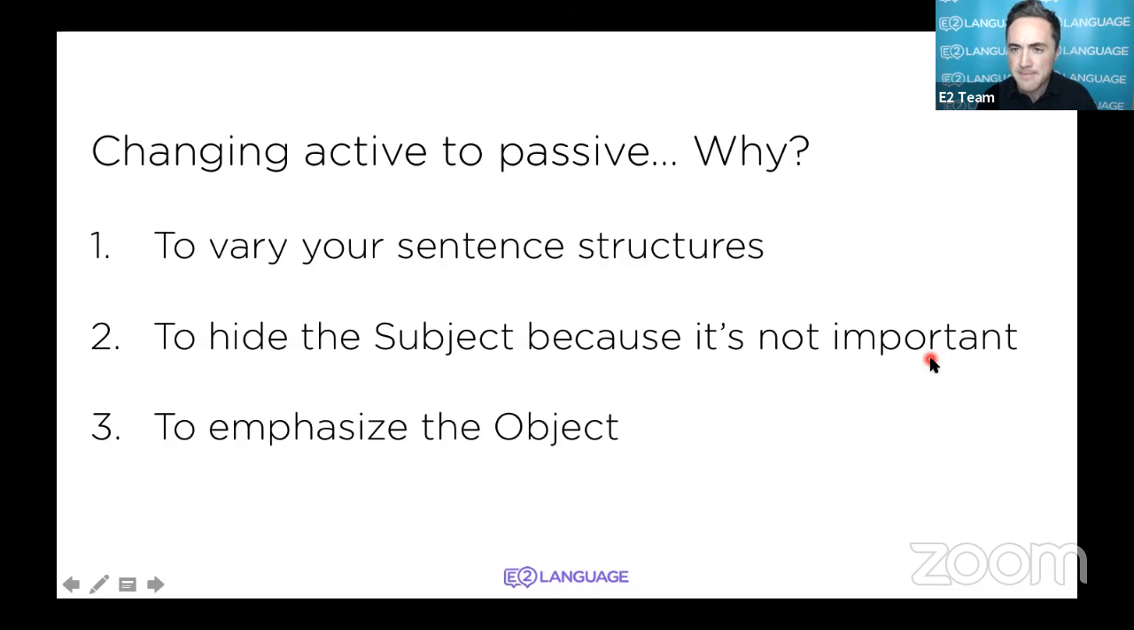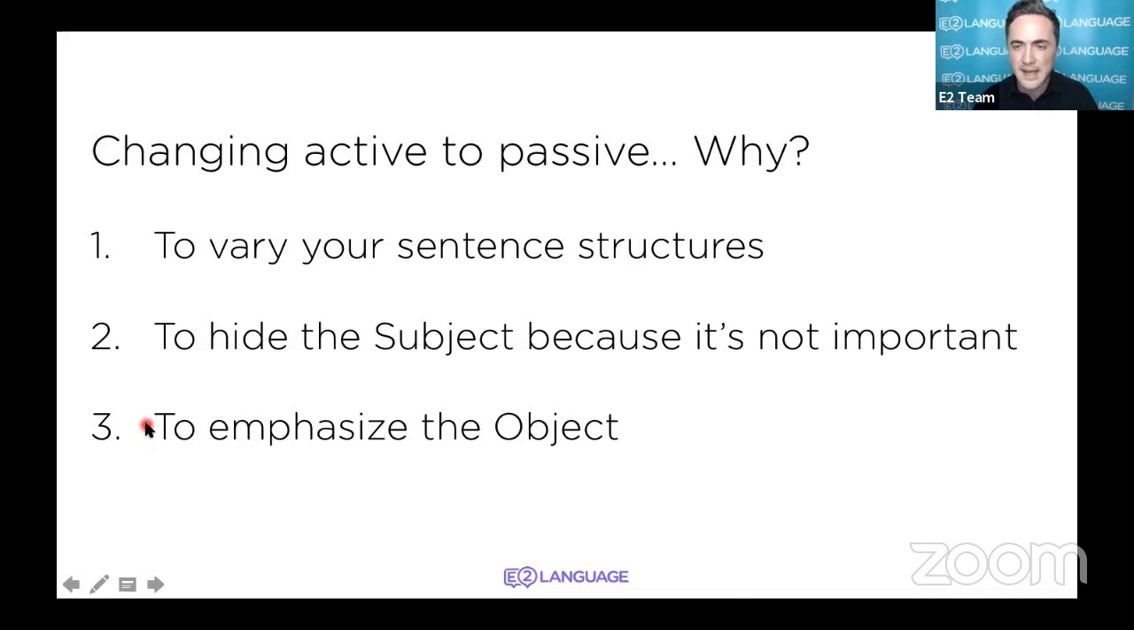Sometimes you can't write an active sentence because someone killed somebody yesterday. It's better to say somebody killed a cat yesterday. It's better to say a cat was killed yesterday, right? Because we don't care about the someone. Someone killed the cat. Well, it's better to just say a cat was killed yesterday. So sometimes it's essential. You need to change active to passive.